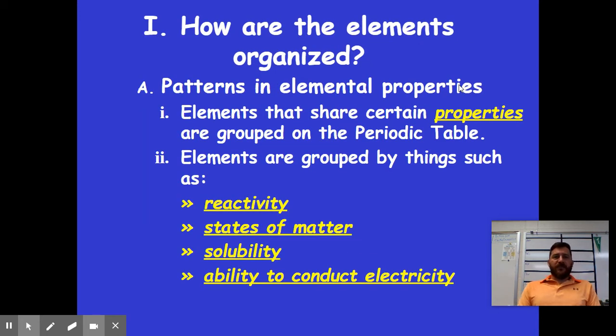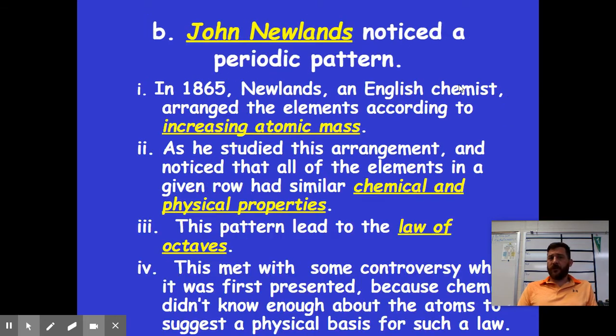So first we're going to talk about how they are organized. The periodic table is called a periodic table because it is periodic. It's organized by periods. Within these periods, you have things based on reactivity, the states of matter that these elements make up, whether they're soluble or not, and their ability to conduct electricity. Those are just some of the properties that led to the organization of our modern periodic table.